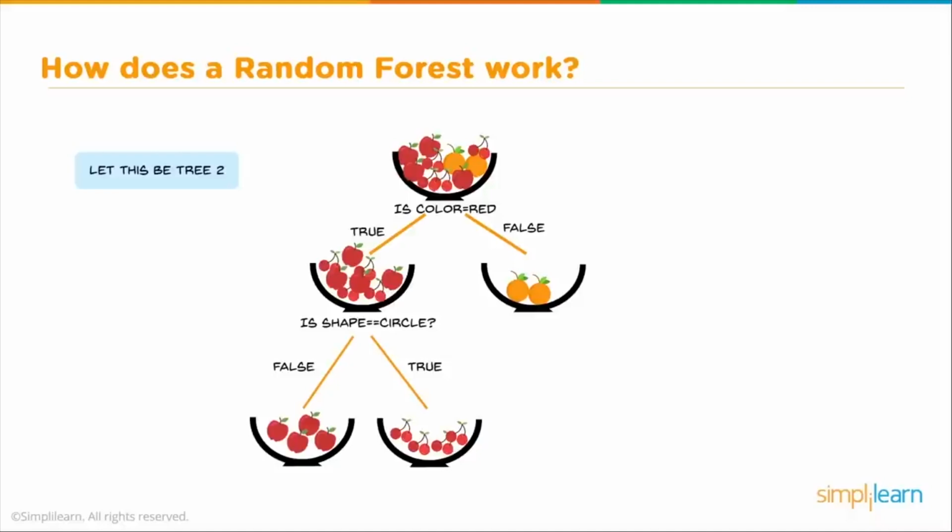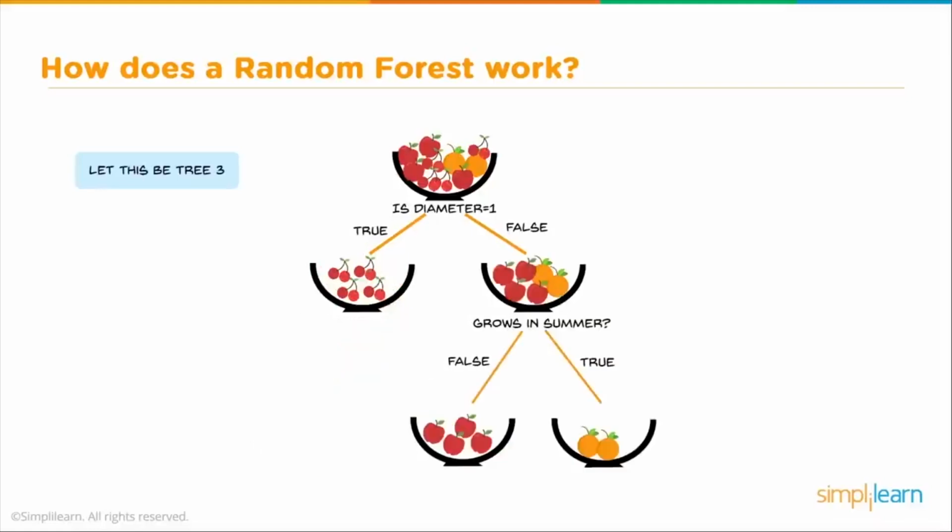Instead of the first one being split by a diameter, this one, when they created it, if you look at that first bowl, it has a lot of red objects. So it says, is the color red? Because that's going to bring our entropy down the fastest. And so, of course, if it's true, it goes to the left. If it's false, it goes to the right. And then it looks at the shape, false or true, and so on and so on.